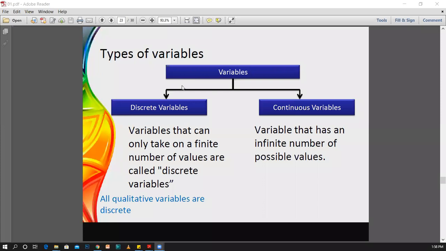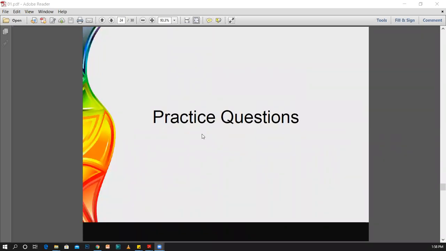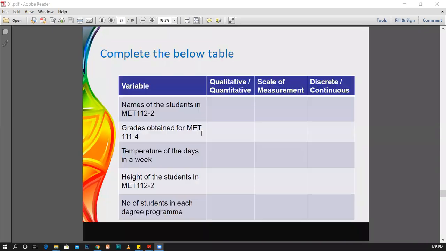Then these are some practice questions. Here you can complete the table below. In the first column, you have the variables. In the second column, you have to state whether it is qualitative or quantitative. Then you have to state the scale of measurement, whether it is nominal, ordinal, interval or ratio. Then the next one is whether it is a discrete variable or a continuous variable.